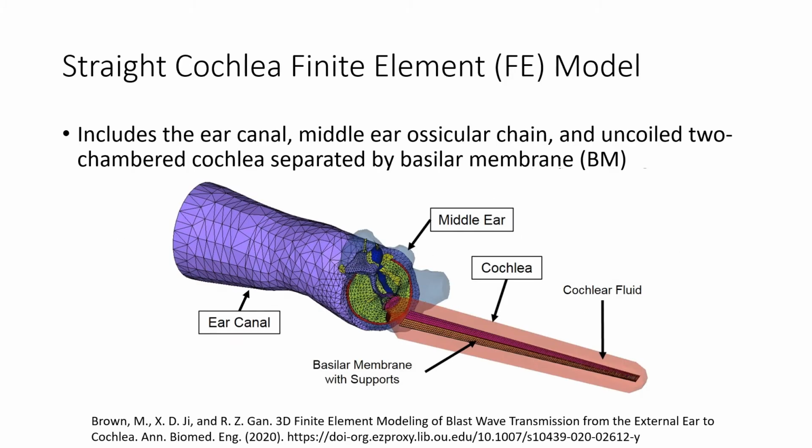Finite element modeling provides a useful way to gain quantitative information about the inner ear response to pressure waves. Our lab published in 2020 a 3D finite element model of the human ear with a simplified cochlea. The cochlea is straight and has two chambers separated by the basilar membrane. This model was used for transient analysis of the ear during blast wave exposure and yielded results for cochlear pressures and BM displacement.